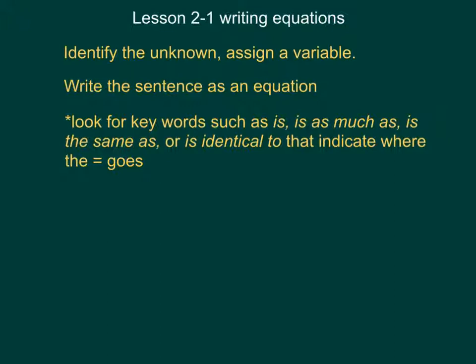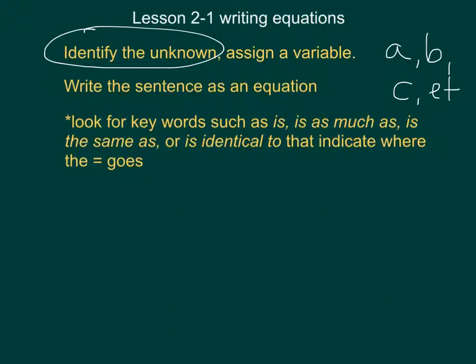So you first want to identify the unknown. And when we identify an unknown, we usually represent it with a variable. So A, B, C, etc. Be careful with the variables that you use. Some variables can look like numbers. So for example, an L can look a lot like a 1. So you really want to be careful in what you're using and how you're using them.